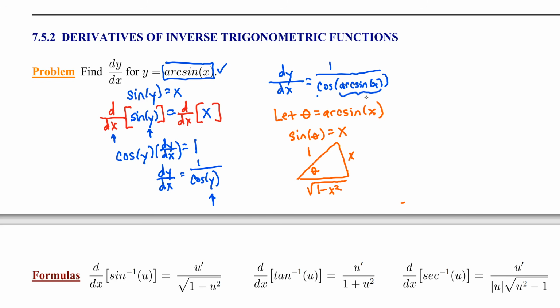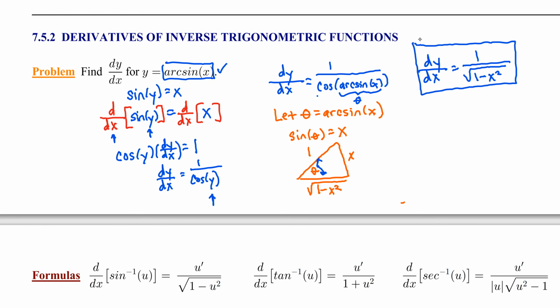So now we need to find cosine of theta. Well, cosine is adjacent over hypotenuse. So derivative of y with respect to x then is 1 over square root of 1 minus x squared. Thus, the derivative of arcsine of x with respect to x is 1 over the square root of 1 minus x squared.